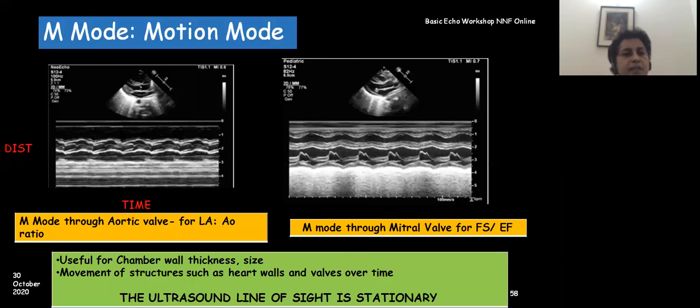Now the image on the left, I send the transducer beam through the aorta and the left atrium. This is called the parasternal long axis view, and I'm able to use this in order to measure the LA aortic ratio. On the x-axis I measure the time, and on the y-axis I measure the distance. So this is for the LA aortic ratio, and the one on the right, I send a single line of sight through the mitral valve, and this is used for things like fractional shortening and ventricular function. So in motion mode, I send a single line of sight and see what structures are moving at that point.